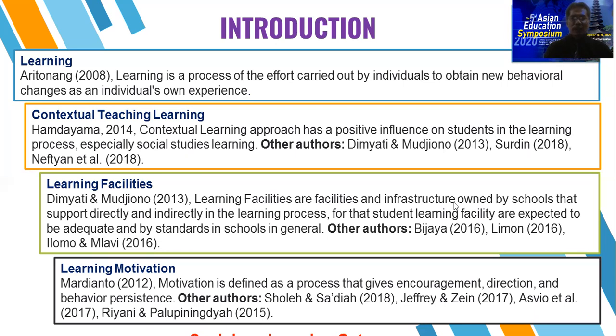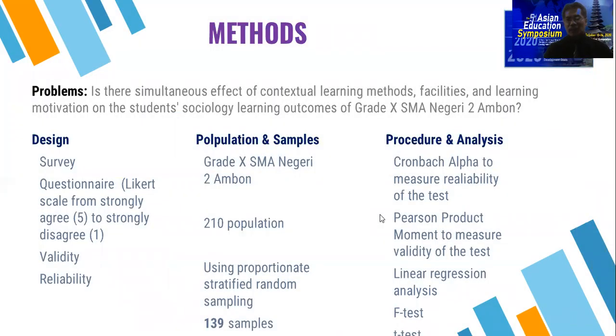Okay, and the next one is about methodology. The method used in this study is a survey, and this is a quantitative research design. But before discussing the methodology, I'd like to introduce the research problem we have. What is the problem? The research problem we propose is: is there a simultaneous effect of contextual learning methods, facilities, and learning motivation on the sociology learning outcomes of grade 10 students at SMA Negeri 2 Ambon, Indonesia?